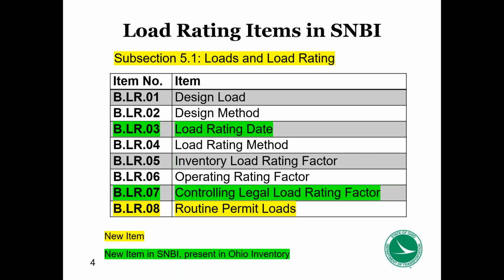The items which are highlighted green, for example, load rating date, these items were not previously required by FHWA to record, but as an Ohio practice, we were already collecting them. We already have in our database what the load rating date is, and also the controlling load rating factor, and I will show you those.